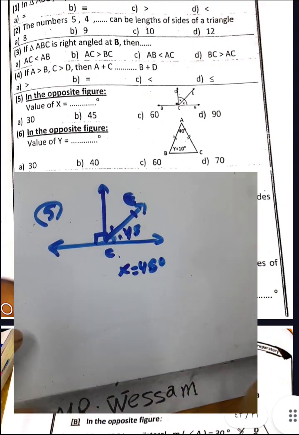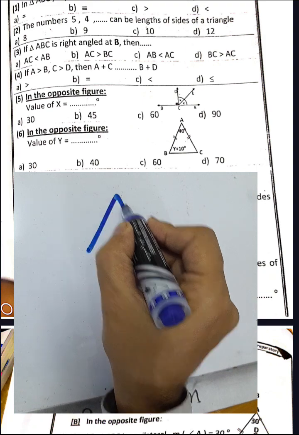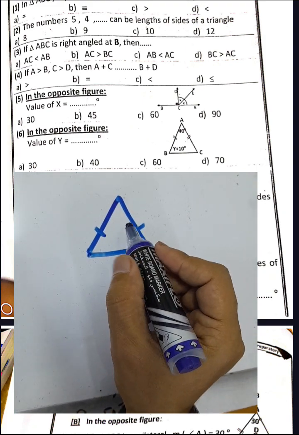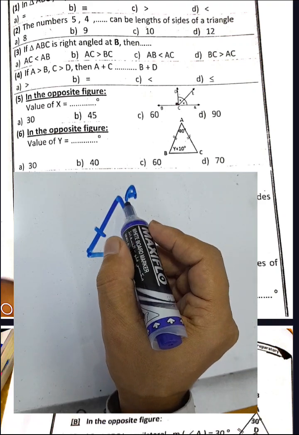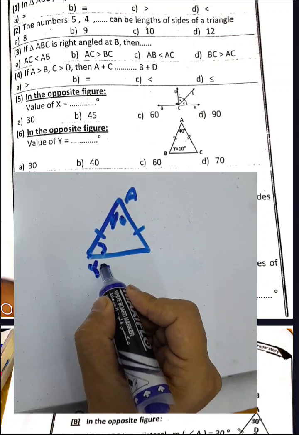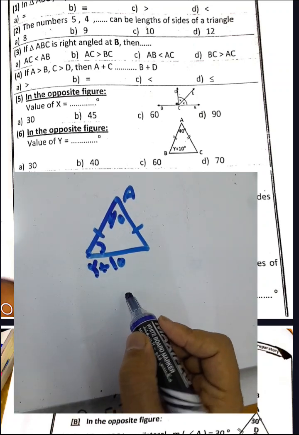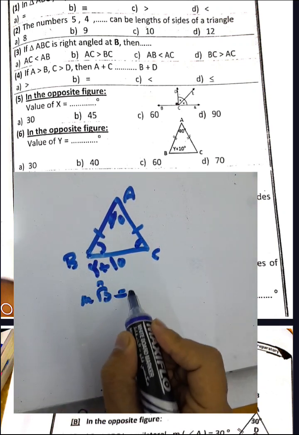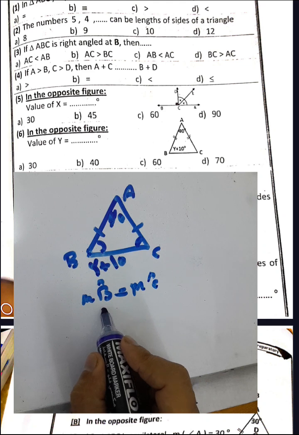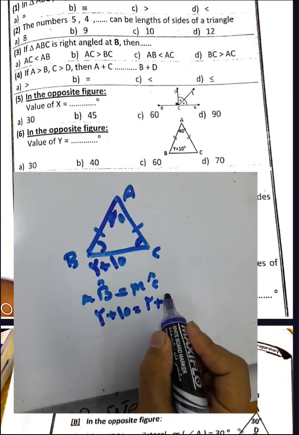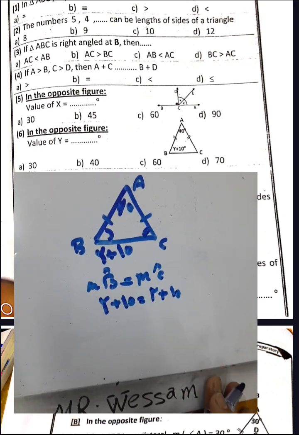Next question, number 6. We have an isosceles triangle and the measure of the angle at the vertex here is 40 degrees, and this angle is y plus 10. Then the measure of angle B will be equal to the measure of angle C. It will be y plus 10 and it will be equal to y plus 10. There are two equal angles here.